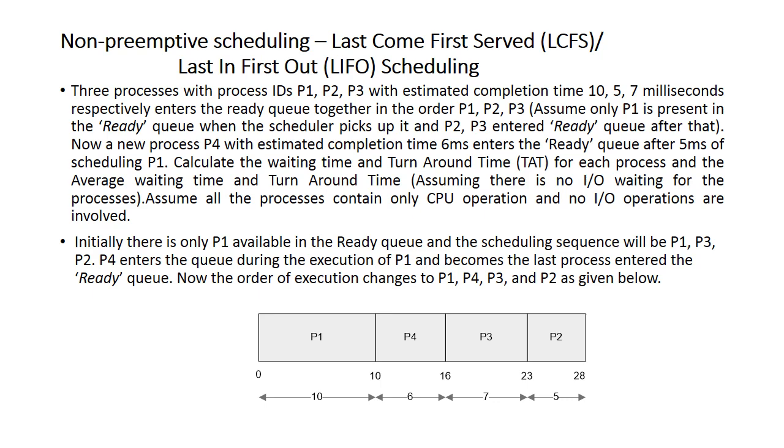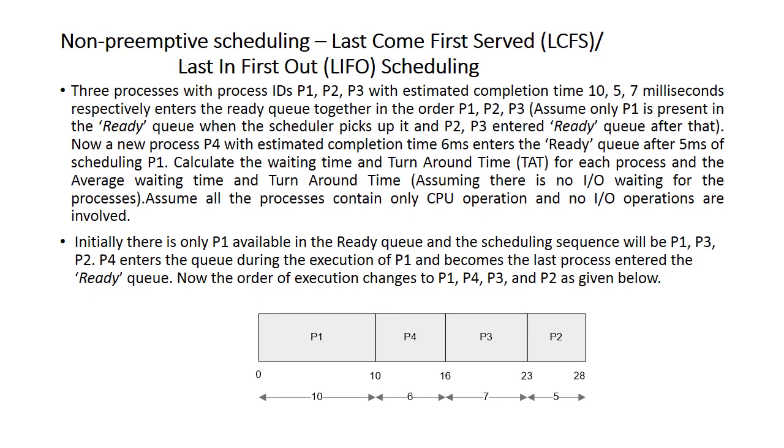Then a new process P4 with completion time of 6 milliseconds enters the ready queue after 5 milliseconds of scheduling of P1. So between P1, P3, P2, now P4 also gets inserted, that is, soon after P1. So the sequence will be P1, P4, P3, P2.